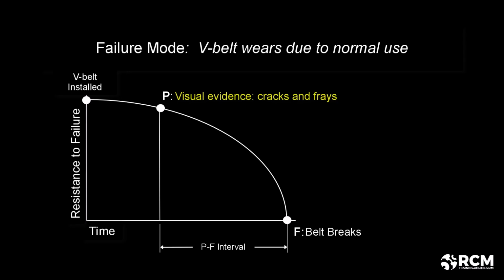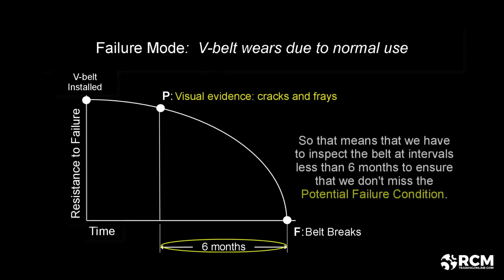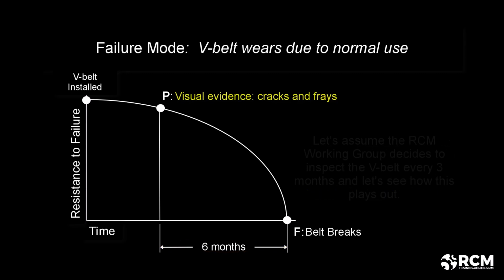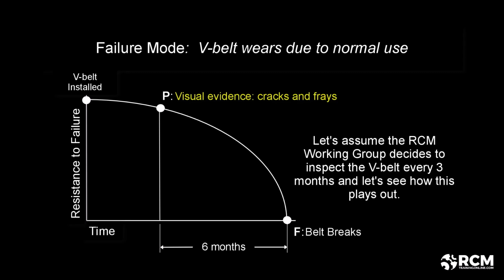Let's say our RCM working group reports that the P2F interval is 6 months. That is, from the time that visual evidence of wear on the belt is detectable to the point that the belt breaks is 6 months. So that means that we have to inspect the belt at intervals less than 6 months to ensure that we don't miss the potential failure condition. Let's assume the RCM working group decides to inspect the V-belt every 3 months, and let's see how this plays out.